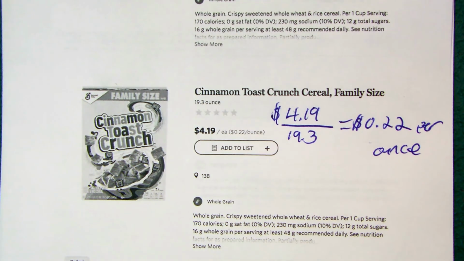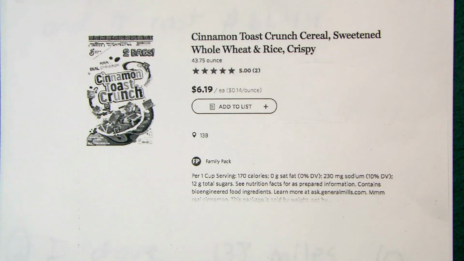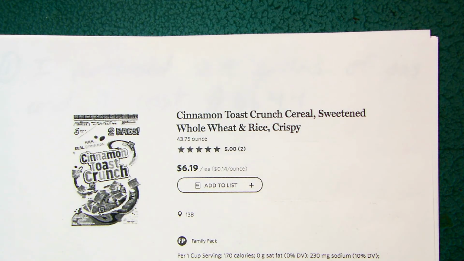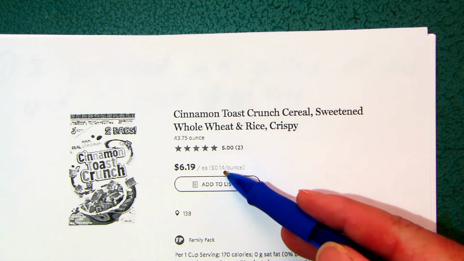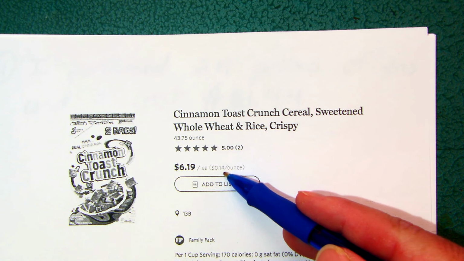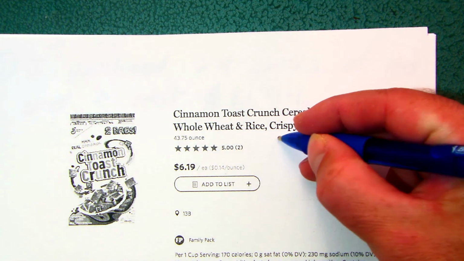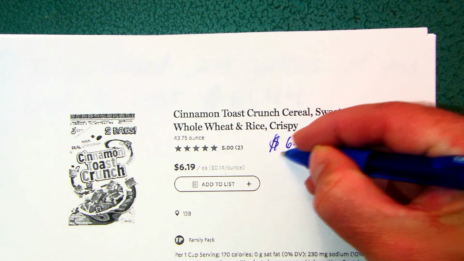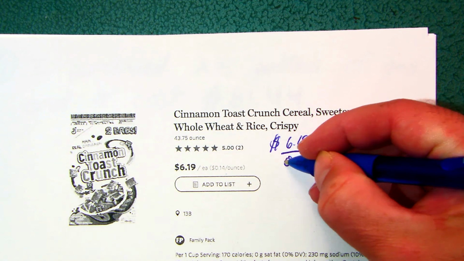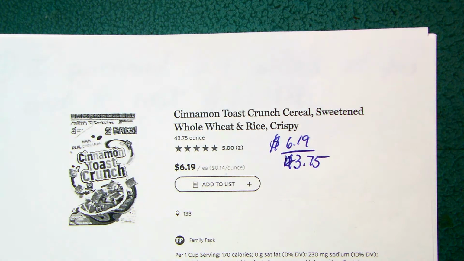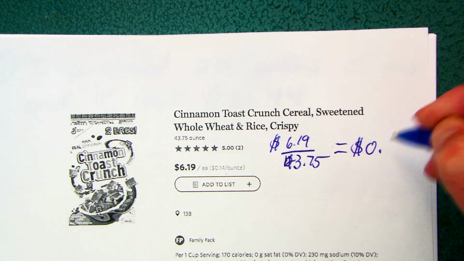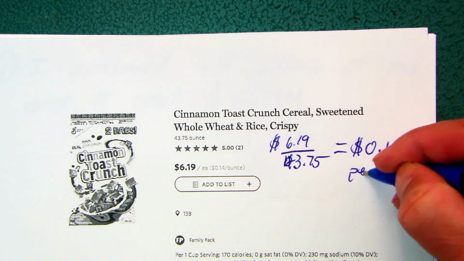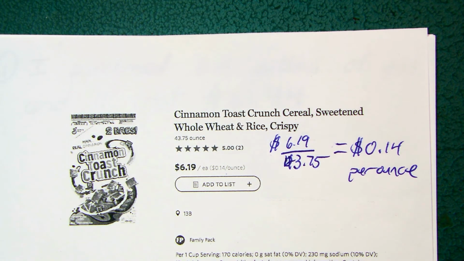The cheapest one, of course, is the big family size one. It's the big box, it's got 2 bags in it. It's way cheaper, 14 cents per ounce. If you remember, that small box was 27 cents per ounce, so this is almost half the price per ounce. Again, we're doing $6.19 divided by 43.75, and it comes out to roughly 14 cents per ounce, with some rounding there.